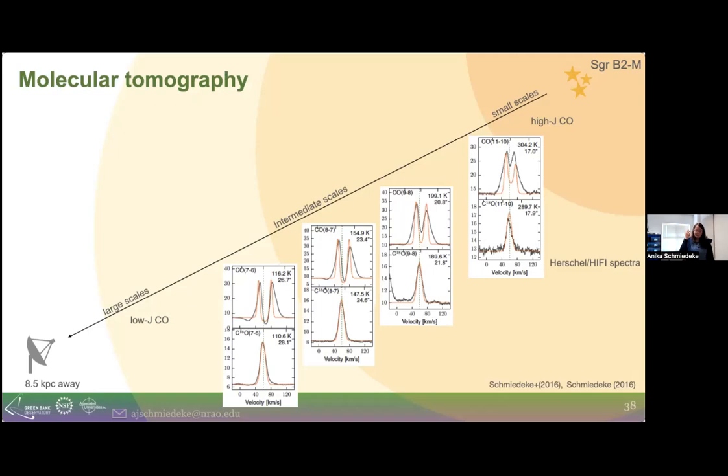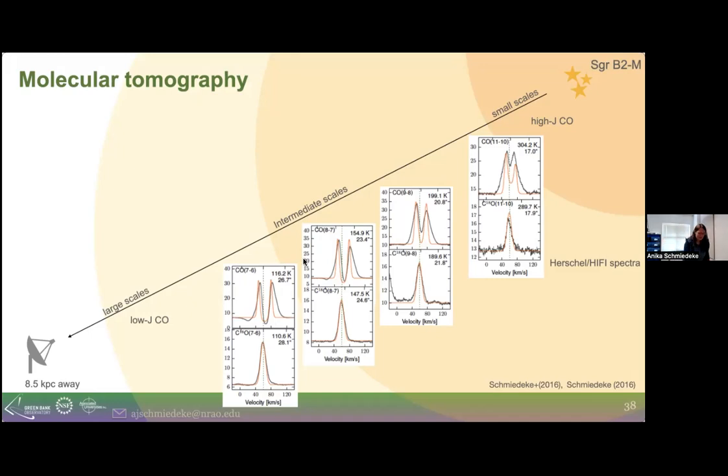But if you actually look at the shapes of the profile. What I'm showing you here is, in the top, the main isotopologue, CO. And in the bottom of each of these pairs of spectra, this is the optically thin counterpart, C18O. And what you see is C18O has a single peak and peaks in the dip of the CO emission, which basically tells you that you have a single velocity component, but the double peak comes from self-absorption of the main isotopologue.